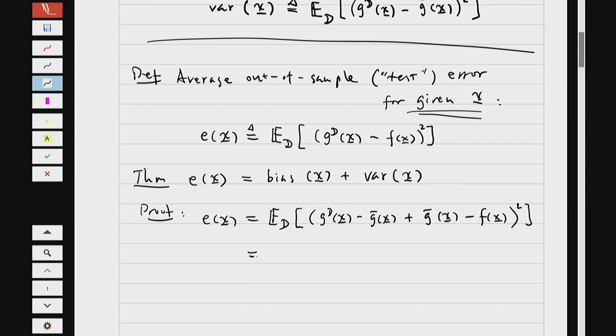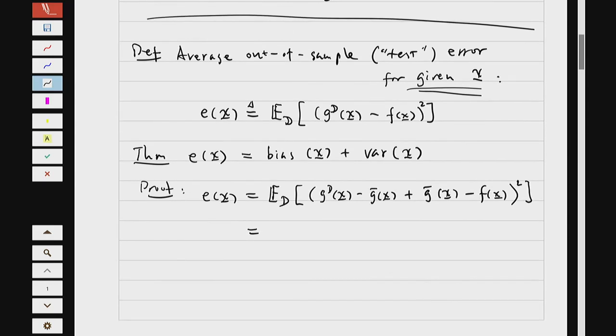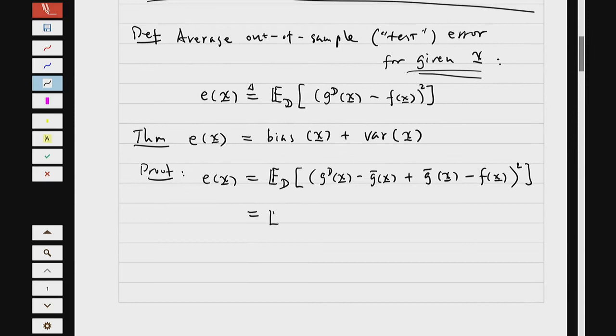Now I have a square of a sum of two terms, these two differences. I'm going to write out the square formula and take the expectation. The first term squared is g_D(x) minus g bar(x), squared, and that's an expectation. The second term is a constant with respect to D, so there's no need to take the expectation. Just write out the square.